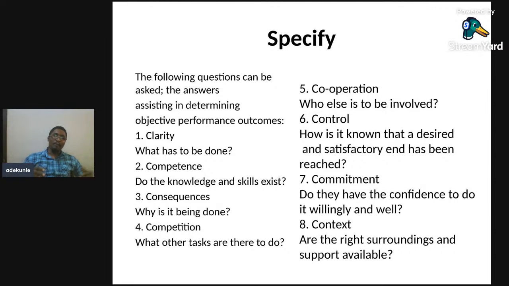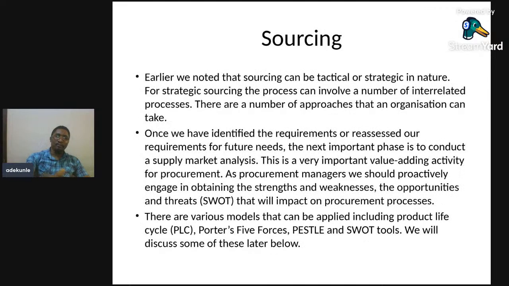Then you talk about commitment: do they have confidence to do it willingly and well? Lastly, context: are the right surroundings and support available for the product you're designing the specification for? All right. Then we move from specification to sourcing.